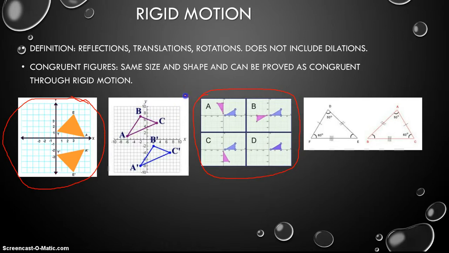And then moving back to translation. Translation is when you just move it around the graph. So right here you see triangle ABC was moved down to A prime, B prime, C prime. And then congruent figures, that's this guy right here. They're the same size and shape and can be proved as congruent through rigid motion.